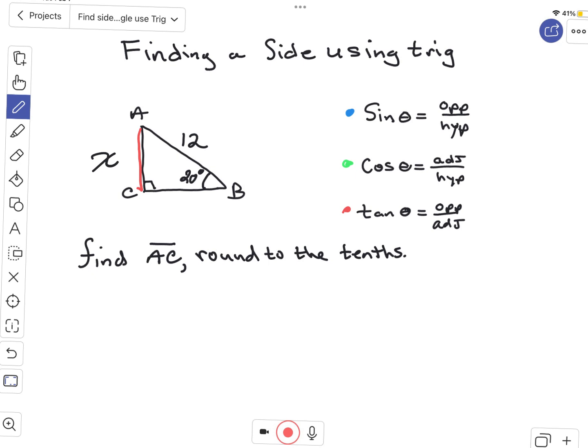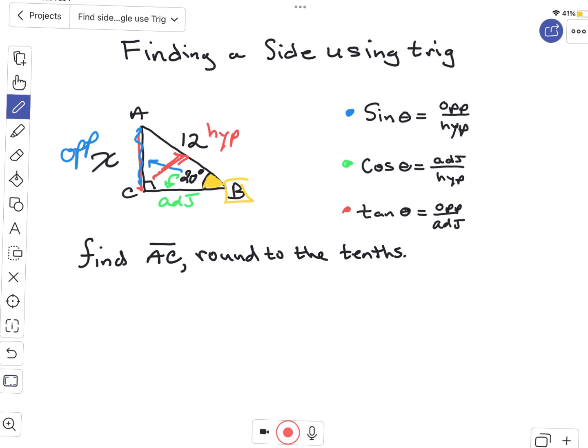Before we make that decision, we probably should look at the triangle and label which side would be considered the opposite if we're looking at the 20-degree angle or angle B. So if we're looking at angle B, then wouldn't the side opposite be AC? So that means this is the opposite side. And isn't the adjacent side to angle B this side here? And isn't the 12, isn't that side going to be the hypotenuse? Because the hypotenuse is across from the 90 degrees.